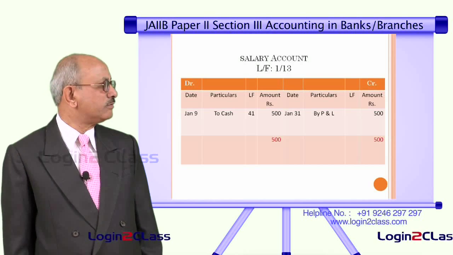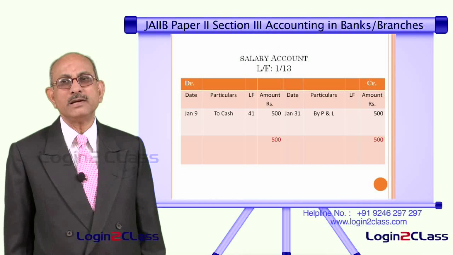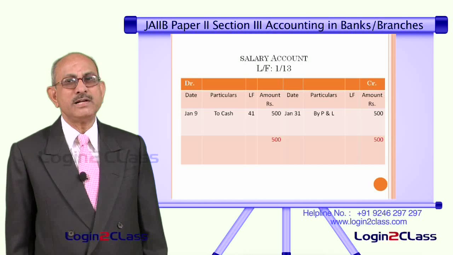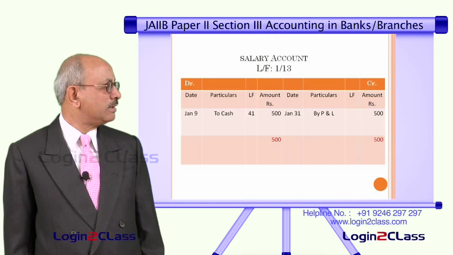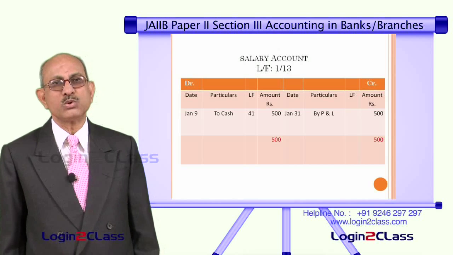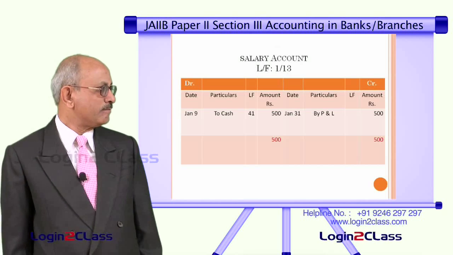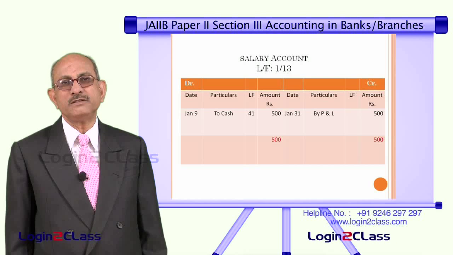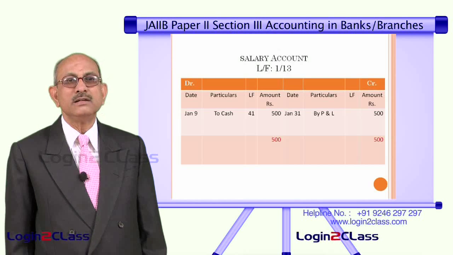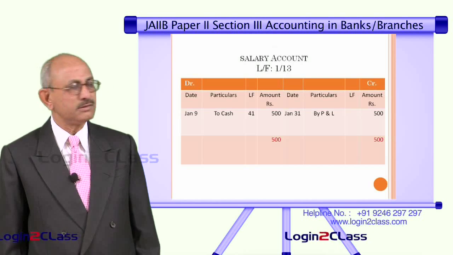sides, and since we are following the double entry system of bookkeeping, it is obvious that whatever debits are there, an equal number of credits must be there. That means the total of debit and credit must tally. So this phase is known as first part of the summarization of the accounts.